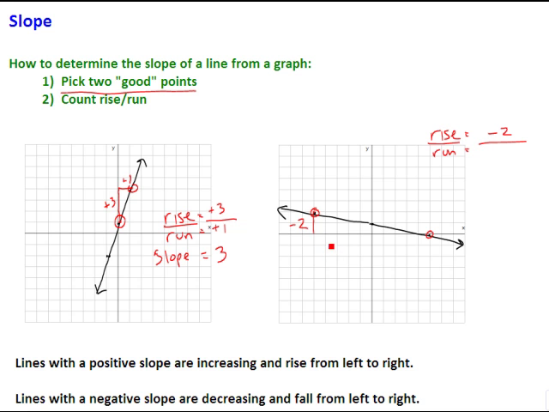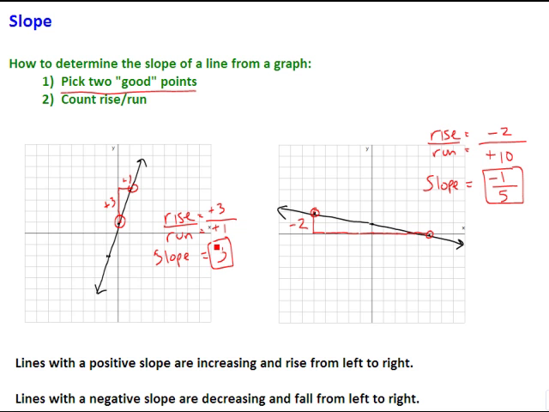Now let's count how far over we need to go. We've got to go over 1, 2, 3, 4, 5, 6, 7, 8, 9, 10 units to the right. To the right is positive, so my rise over run is -2 over 10, and we want to make sure that we reduce that. Dividing both the top and the bottom by 2 leaves me with a -1 on top and a 5 on the bottom. So my slope is -1/5.